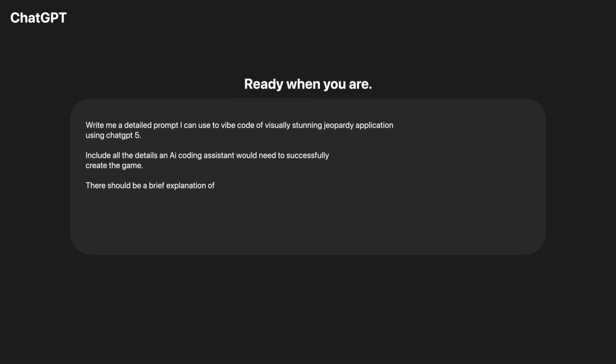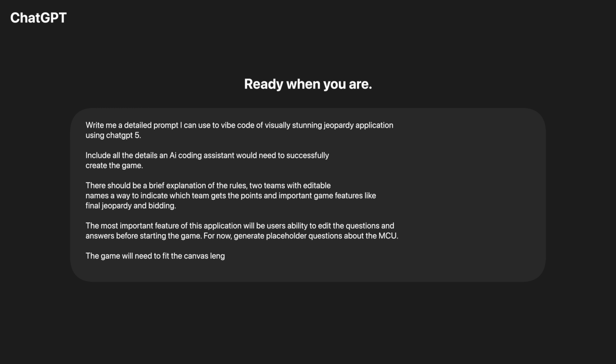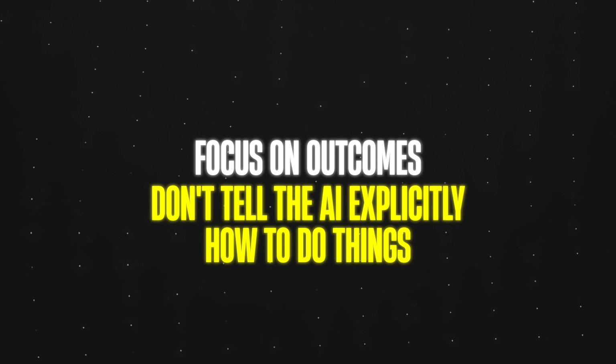There should be a brief explanation of the rules, 2 teams with editable names, a way to indicate which team gets the points, and important game features like Final Jeopardy and bidding. The most important feature of this application will be the user's ability to edit the questions and answers before starting the game. For now, generate placeholder questions about the MCU. The game will need to fit the canvas length limit in ChatGPT, so find a way to maintain the quality of the game without exceeding that limit. Focus on outcomes. Don't tell the AI explicitly how to do things.